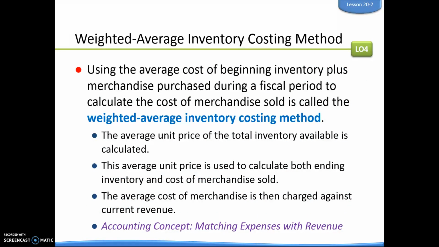Now we also have a costing method called weighted average, and using the weighted average means that we take the average cost of the beginning inventory plus merchandise that's purchased during the fiscal period to calculate the cost of merchandise sold. Essentially, we take the average unit price of the total inventory, and the average unit price is used to calculate both ending inventory and cost of merchandise sold. When we do this, the average cost of merchandise sold is then charged against current revenue. Again, we're sticking with that accounting concept of matching our expenses with our revenue.